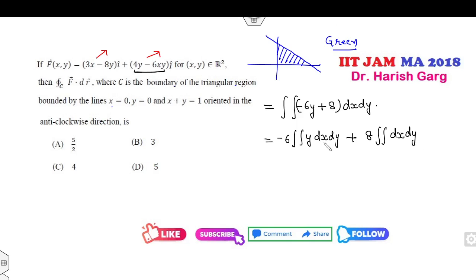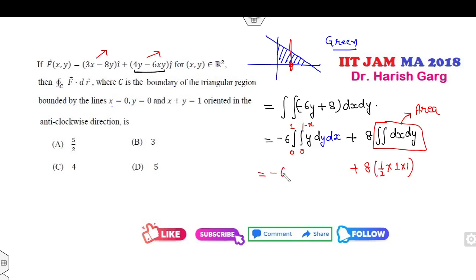Now can you take the limits? Firstly, I can take the limit with respect to y. Fine. So I can write this as dy dx. So in case of y, I can take the vertical step. This is 0, this is 1 minus x. This is 0 to 1. What is this case? This is nothing but the area. Fine. And how can you find the area of this region? It's a triangle, half base into height.